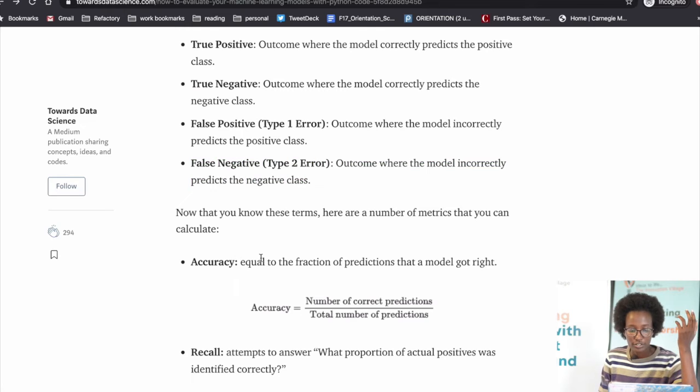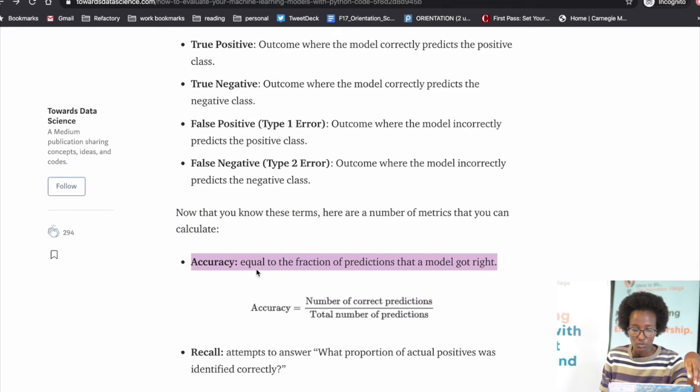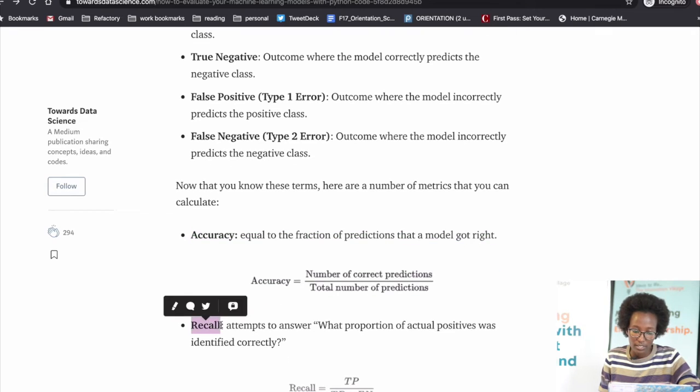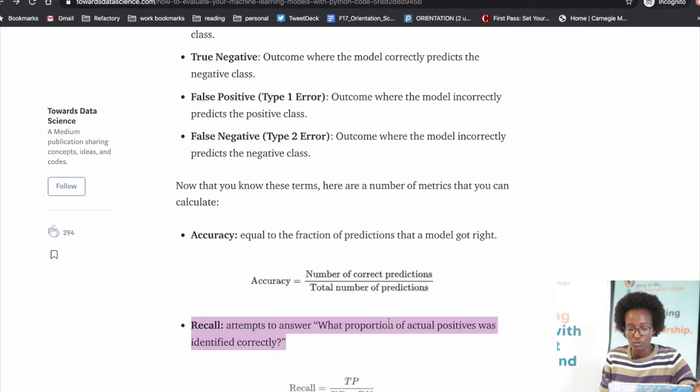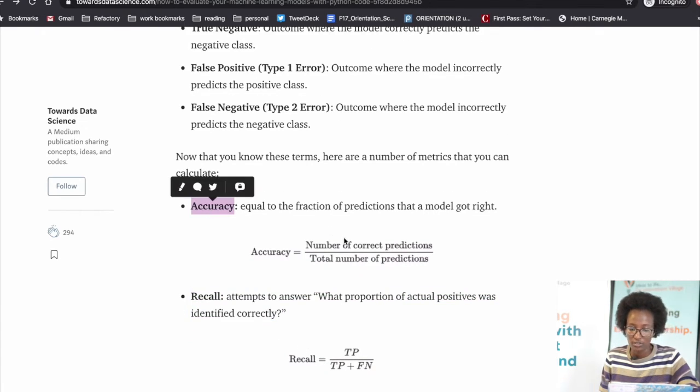So how do you get the accuracy? Now that you know these terms, there are a number of metrics that you can calculate from them. Accuracy is equal to the fraction of the predictions that the model got right, so the number of correct predictions divided by the total number of predictions. This is really straightforward. Okay, so you see accuracy is the fraction of the correct predictions over the total number of predictions.